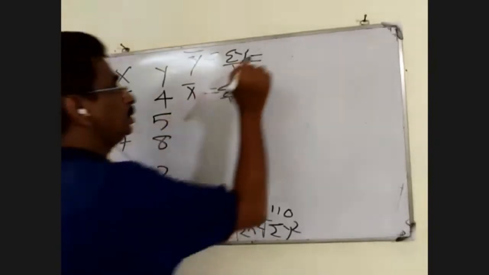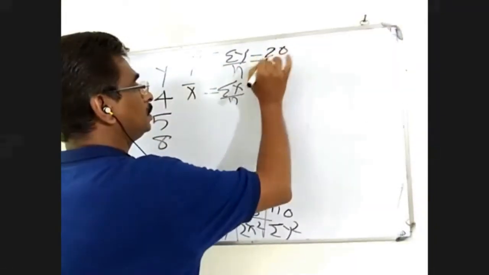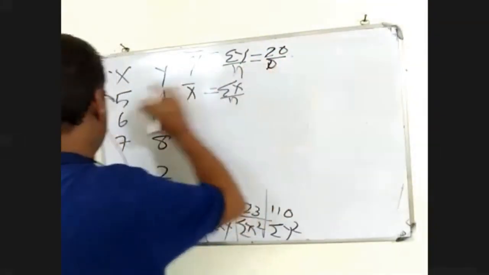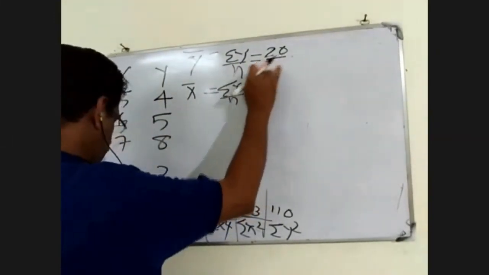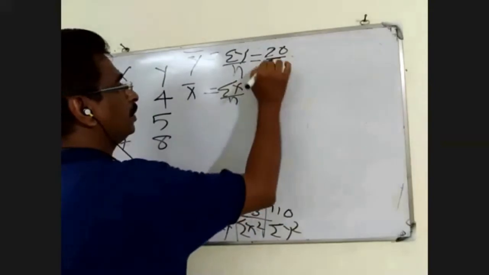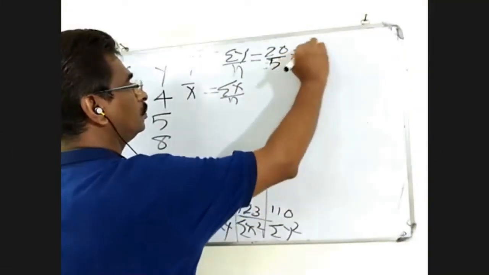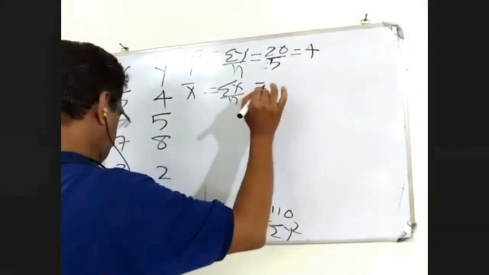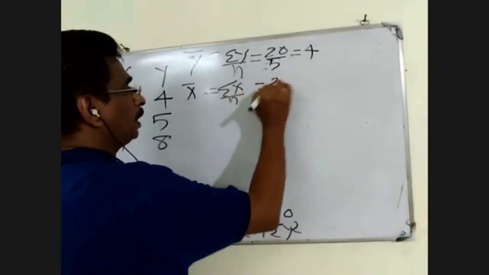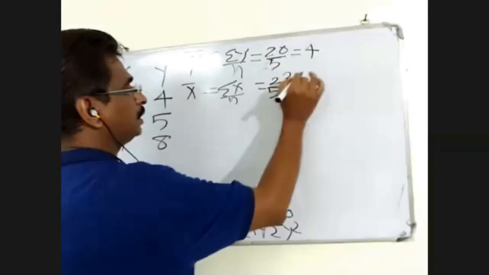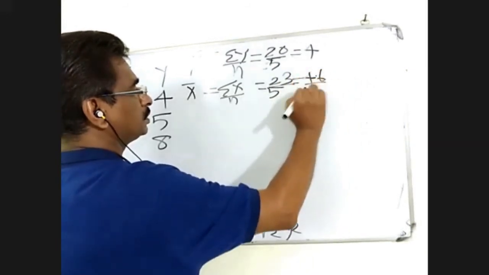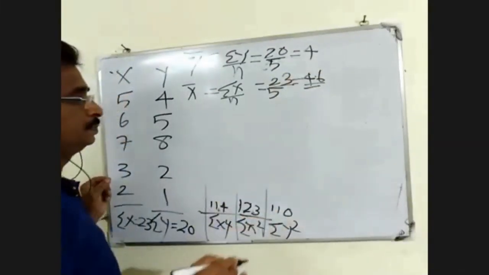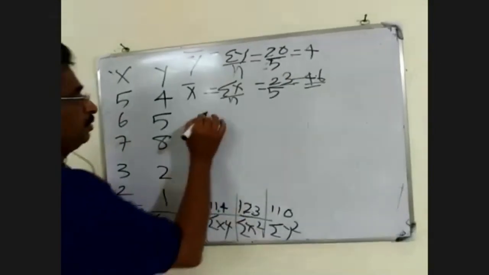Y bar is 20 by 5, that is equal to 4. X bar is equal to 23 by 5. What is that? 4.6. Am I correct? Okay. Then byx you can find out.